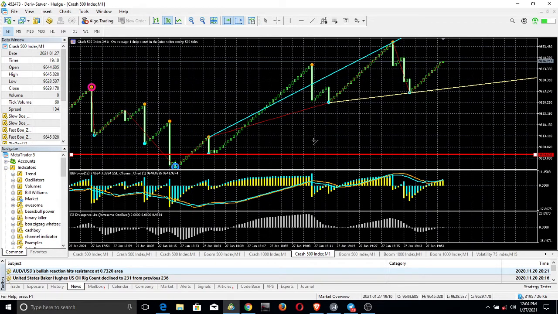Okay, now look at this line here. This line you see here, the good line, is the first line. The second one is here. Now it's formed a channel here. It's formed a channel at this point. So what do we do?